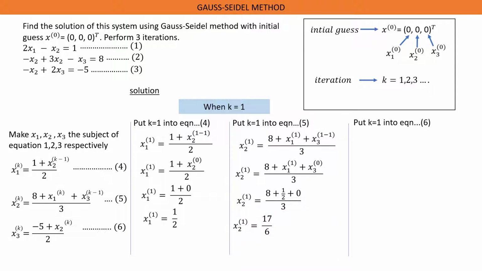Put K equals 1 into equation 6. This is the equation we are getting after doing that.